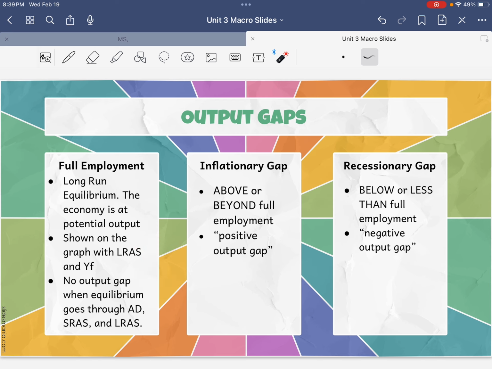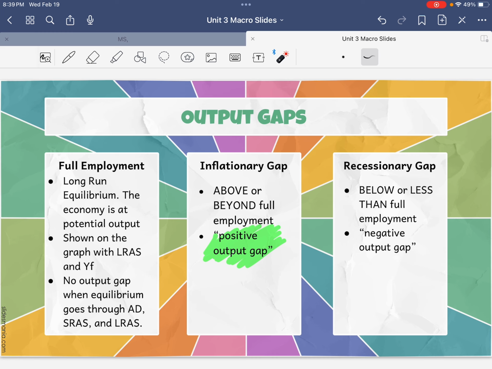There are 2 other options, which is nice because there are only 3 possibilities. It's either perfect, it's inflated, or it's receded. So there are lots of different tricky words for this. Inflationary gap or positive output gap. I'm not going to lie to you, they use this word a little bit more frequently in multiple choice questions and on the AP test. So this means that our equilibrium, where AD and SRAS meet, is above or beyond where it should be on the graph, and that's why it's inflated.